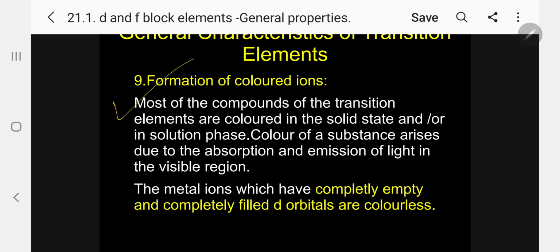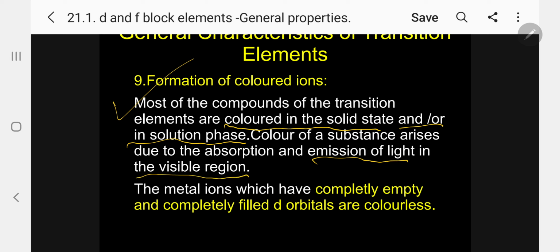Most of the compounds of transition elements are colored in the solid state and in solution phase. Color of a substance arises due to the absorption and emission of light in the visible region.